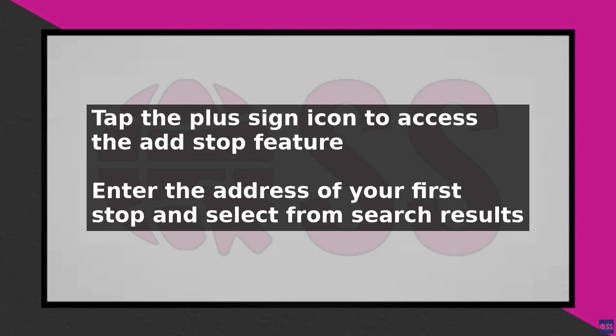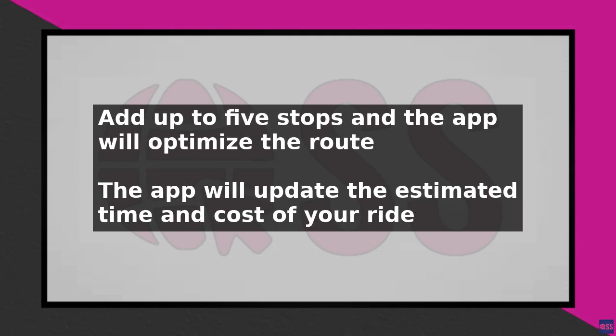Enter the address of your first stop, and then select the stop from the search results. You can add up to 5 stops in total, and the app will optimize the route to include all of your stops in the most efficient order. As you add each stop, the app will update the estimated time and cost of your ride, so you can see how the additional stops will affect your trip.